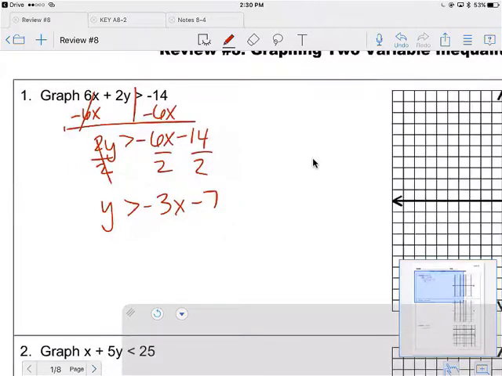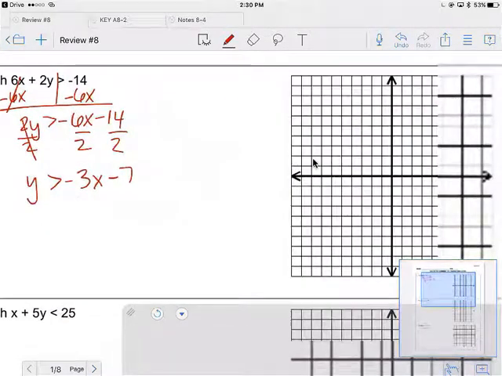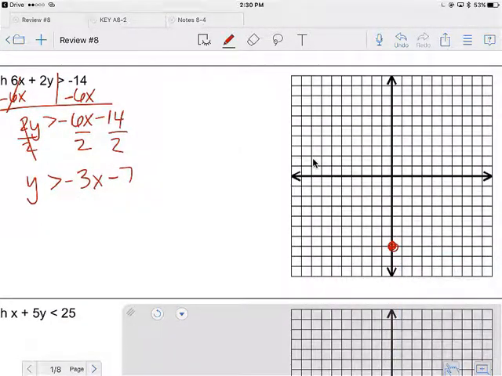That minus 7 is where I'm going to start on the y-axis, so I go down to 7. And then a slope of negative 3 means I'm going to go down 3 right 1. So down 3 right 1. I can also go up and to the left.